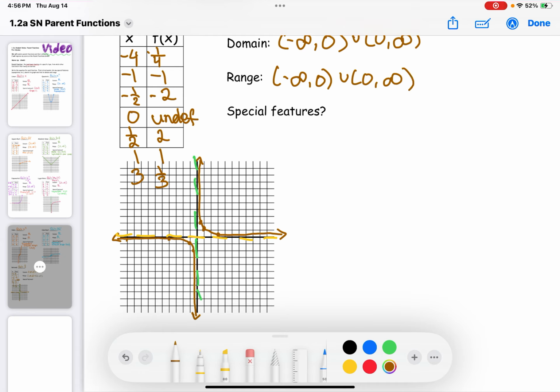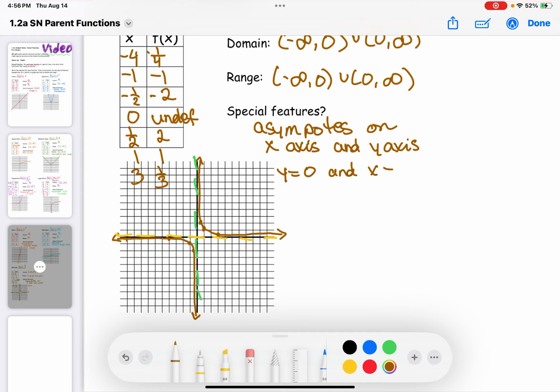Special features: it has asymptotes on the x-axis and y-axis. So that's y equals 0 and x equals 0 for the equations of those asymptotes. So that is it for parent functions and their domains and ranges.